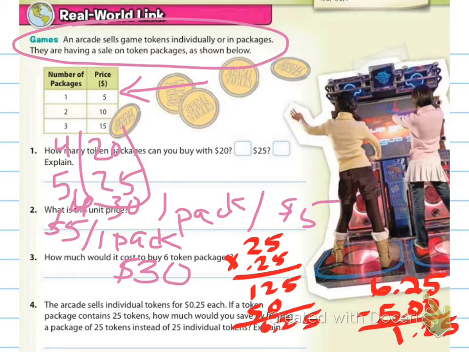Alright, and your answer should have been $1.25 is what they saved, or how much more they paid to be able to buy individual tokens. So it would be $6.25 if we bought them individually, but $5 for a package, so the difference is $1.25.